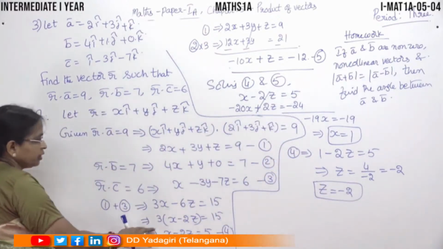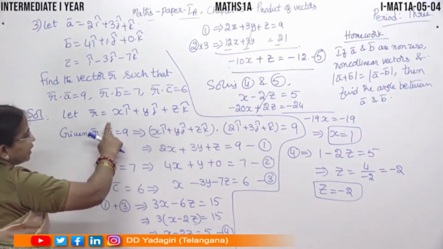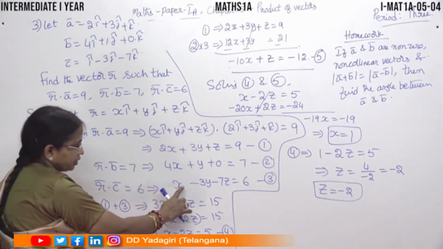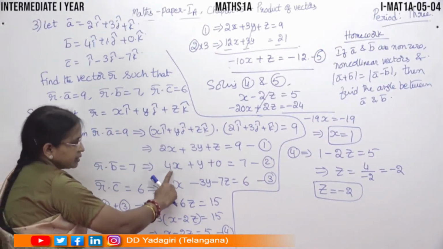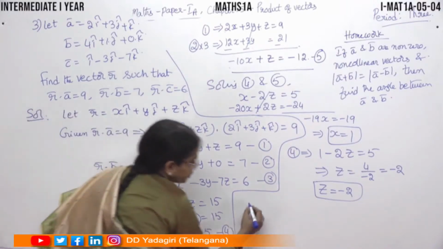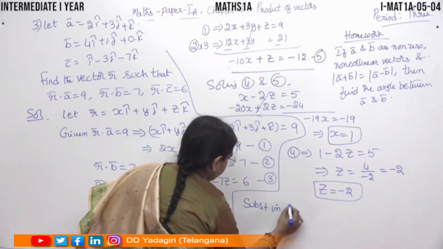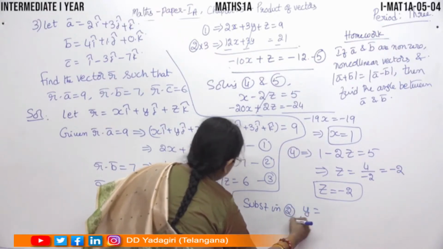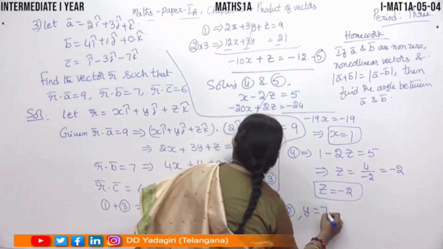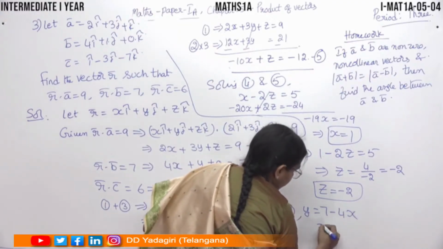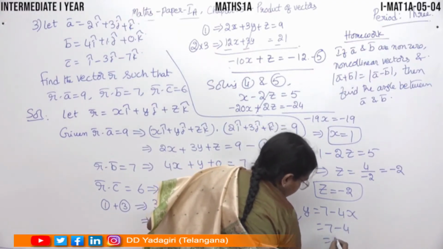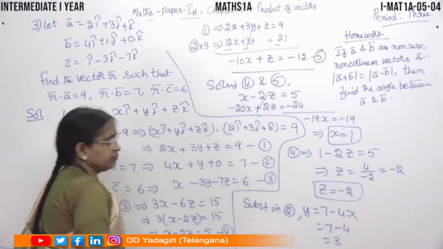Now substitute the values of x and z in any one equation. Here we have this equation, we will substitute. Substituting in the second equation, you will get y is equal to 7 minus 4x. So that is 7 minus 4, that is 3. So you got x, y and z.